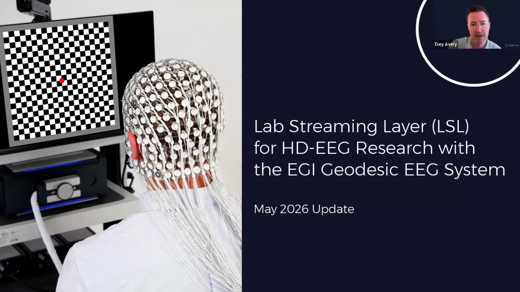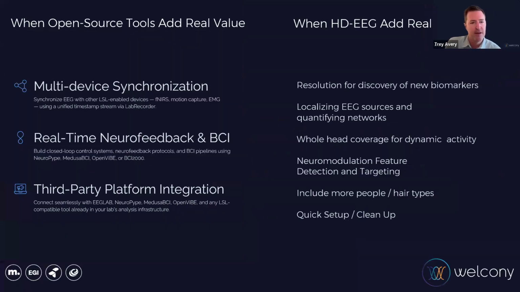So today we're going to be talking about our additions to lab streaming layer and open source tools. And Isaac, if you can go to the next slide. So basically, what we're trying to do here is combine what you can do currently with your high density EEG system, where you might need precise resolution to discover new markers in EEG, quantify networks, quantify dynamic activity across different brain areas, and have good coverage for that, or define targets for neuromodulation.